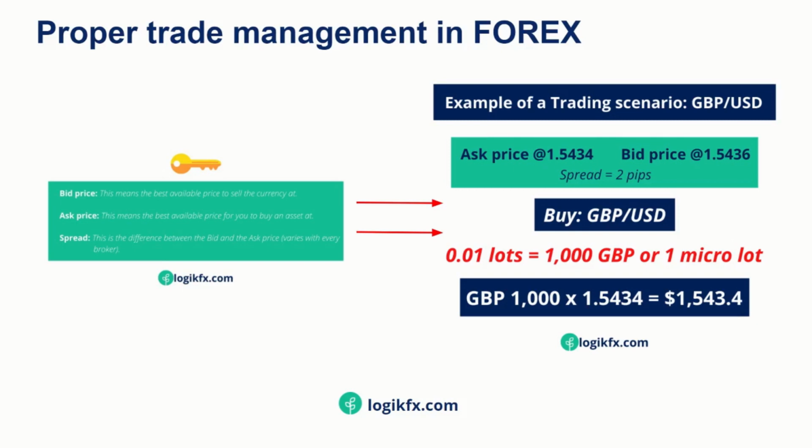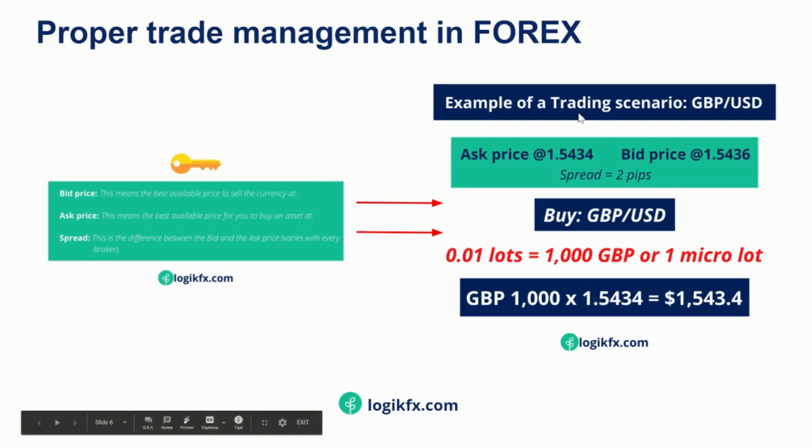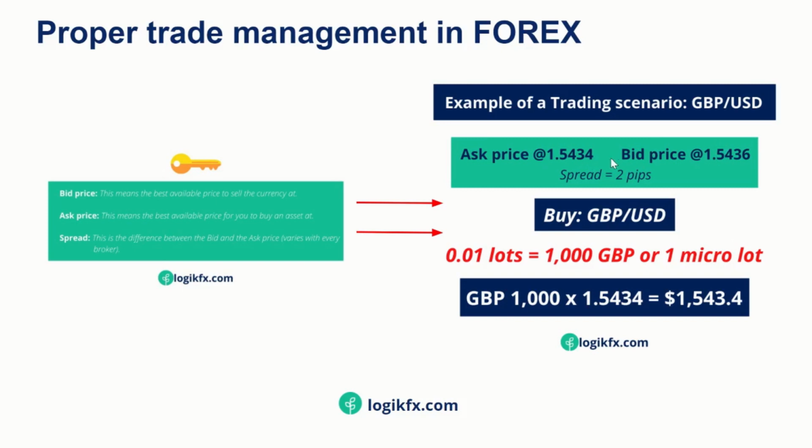So we're going to be trading GBP USD. You can see our ask price here, you can see our bid price here as well, and our spread is 2 pips, and as you can see there is a difference of 2 pips between the ask and the bid price. Now this is what the trade will look like.